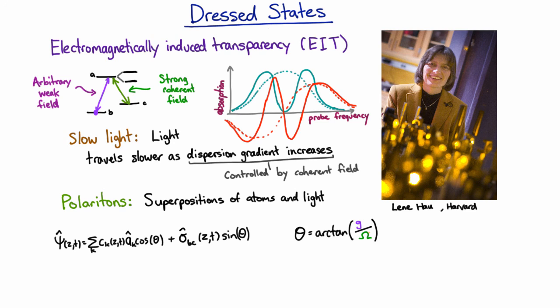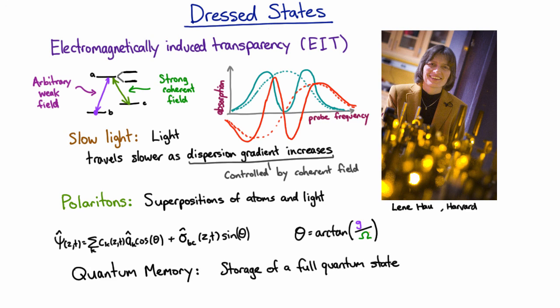A quantum memory is where you can take some quantum state, fully store it, and then fully retrieve it. And this is an extremely active and exciting area for experimental physics right now, because there are lots of uses for quantum memories in quantum information processing and quantum computing and so forth.